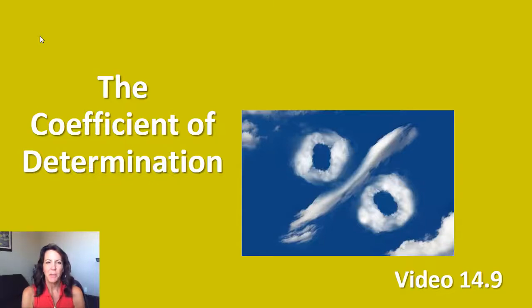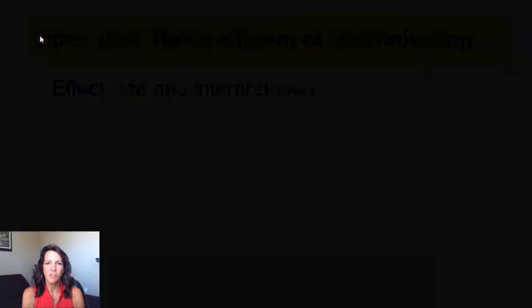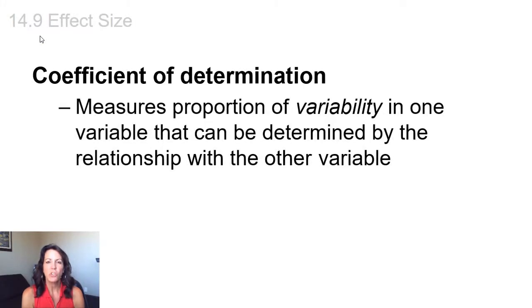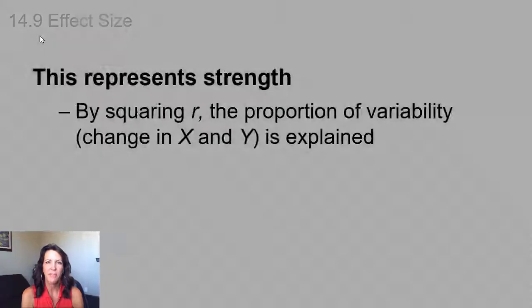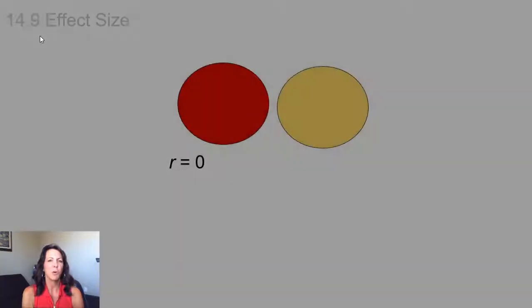In this last video, I'm going to speak with you about the coefficient of determination, which is actually a measure of effect size for correlation, and it helps us with interpretation. So the coefficient of determination measures the proportion of variability in one variable that can be determined by the relationship with the other variable. This represents strength. By squaring our R, the proportion of variability, or the change in x and y, is explained. We're going to talk more about this.